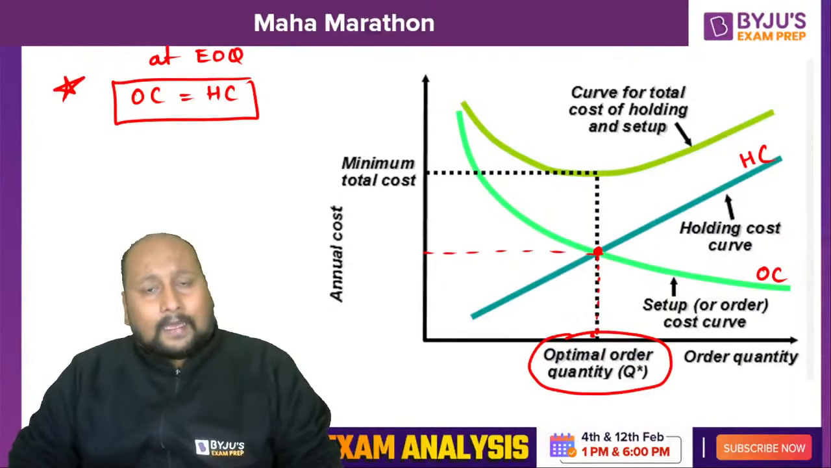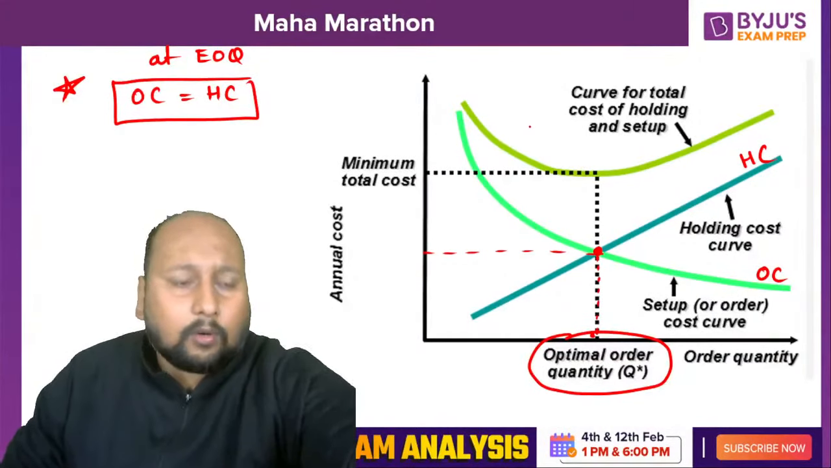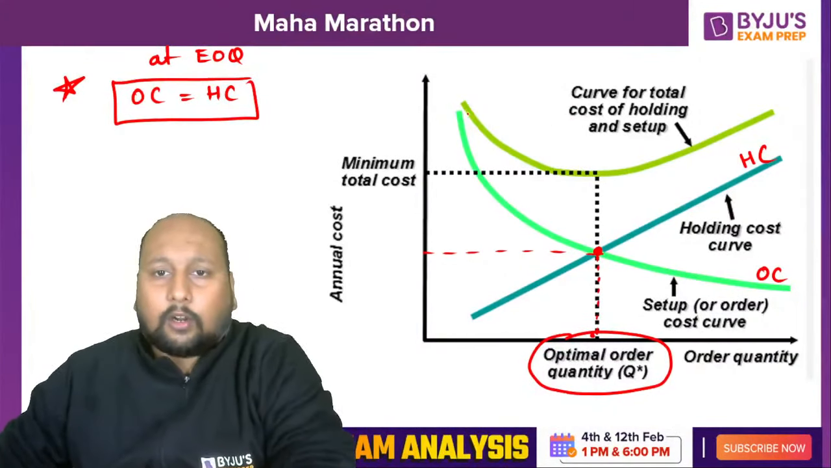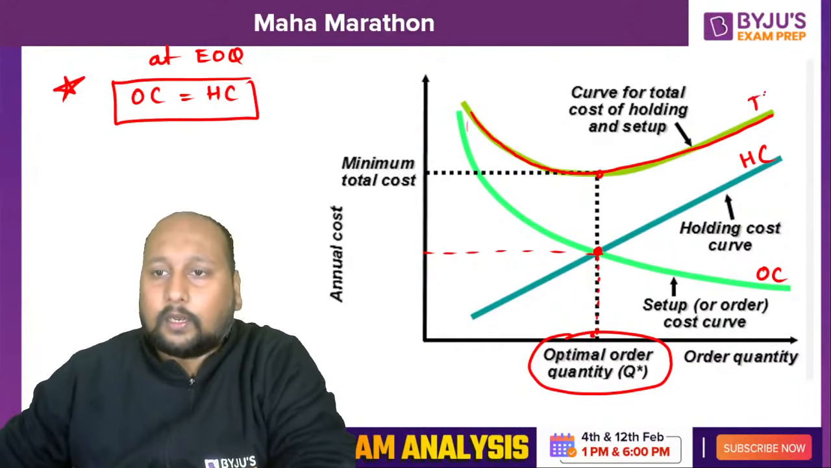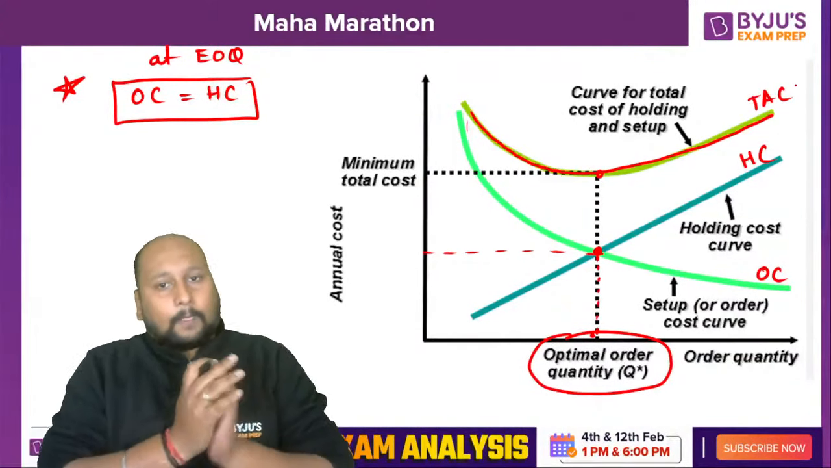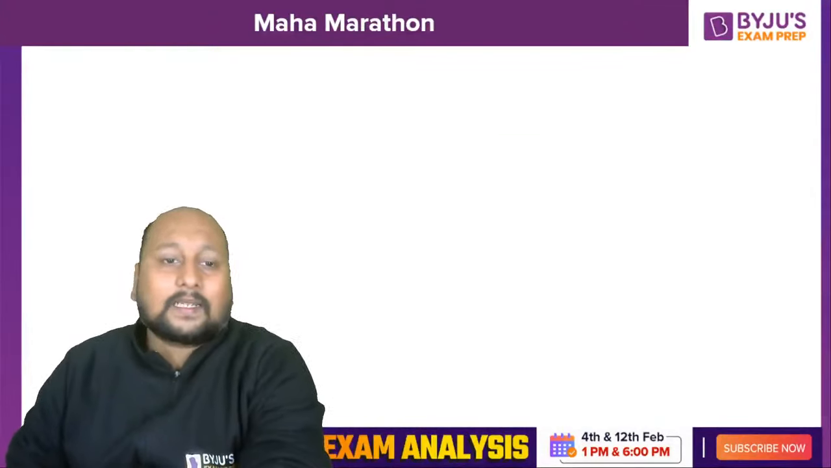Fine. Is this clear? And if I talk about this particular curve, it will have the total annual cost over here. Okay, this is for total annual cost, right? Done. Now let us talk about the second model, that is the discount model.